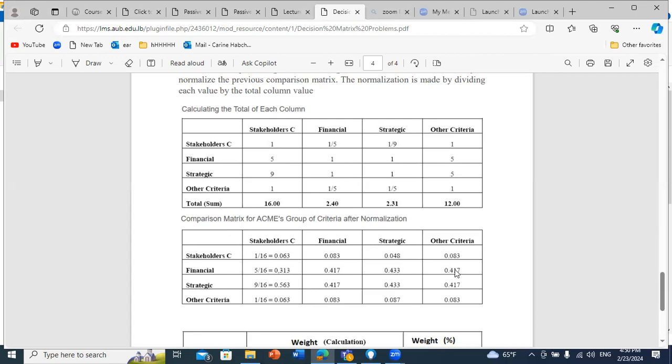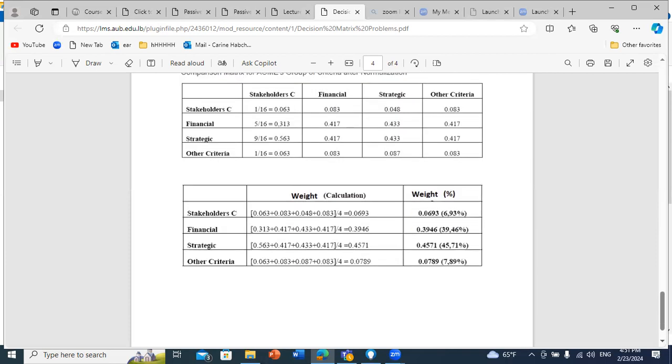Okay. So now, once you have these, to get the weight for each one, the weight for stakeholders will be 0.063 plus 0.083 plus 0.048 plus 0.083 over 4. The weight for financial will be 0.313 plus 0.417 plus 0.433 plus 0.417 over 4, etc. So you can now fill the tables of weights.